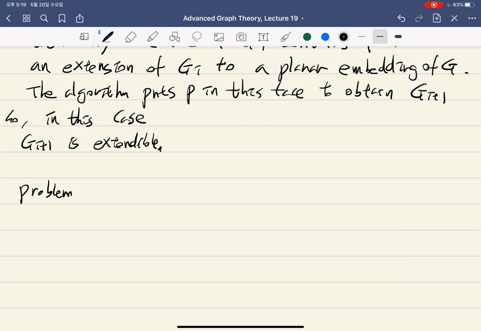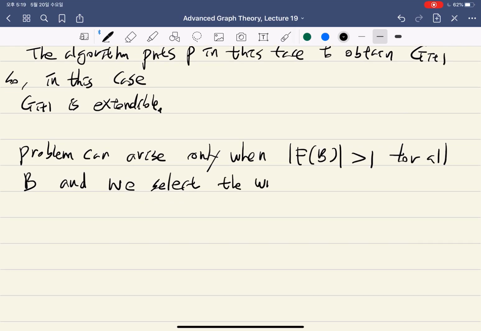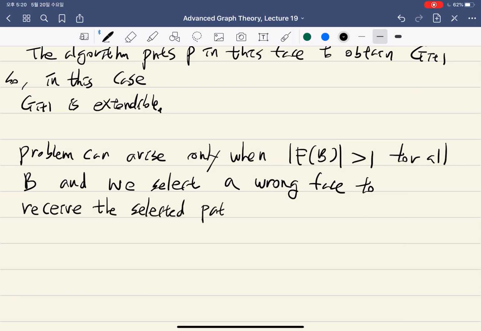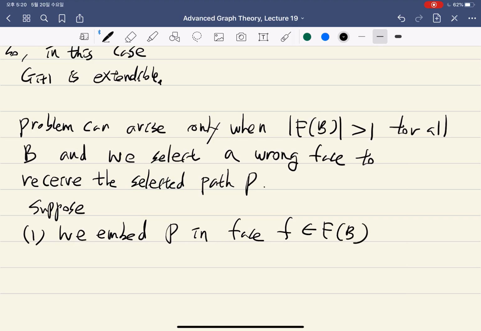So a problem can arise only when the available faces for each fragment is bigger than 1 for all B, and we select the wrong face, maybe all wrong face, to receive the selected face path P. Now let's suppose that we embed P in face F. So that's what the algorithm did.